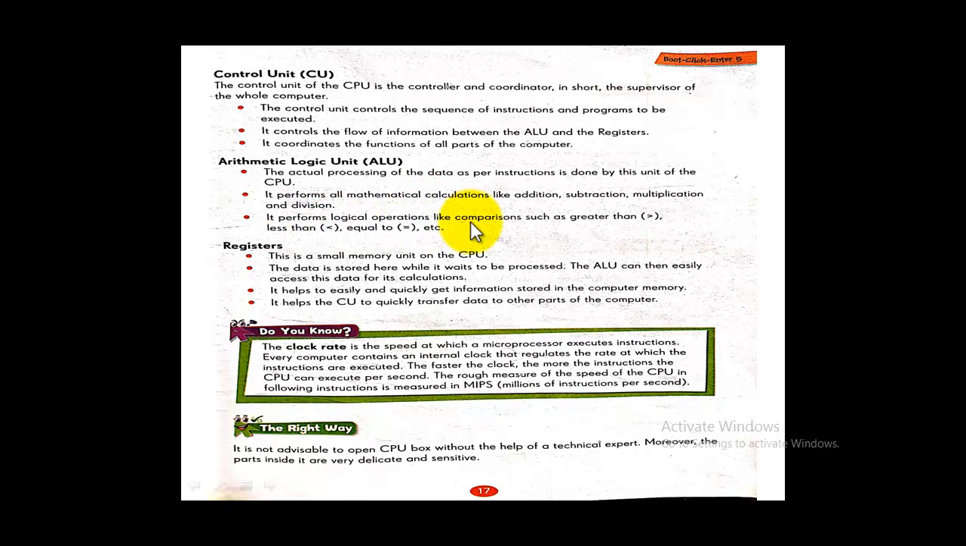It also performs logical operations like comparison, such as greater than, less than, or equal to, etc.